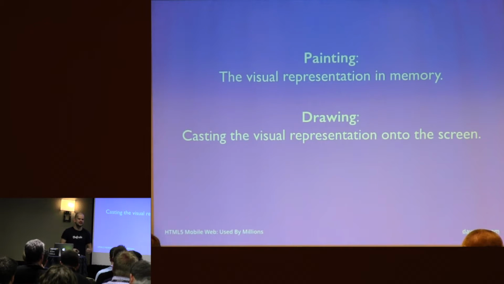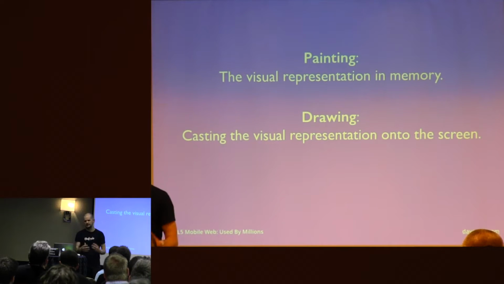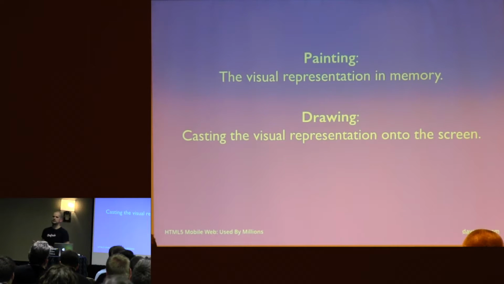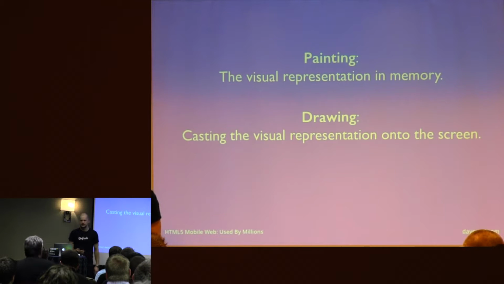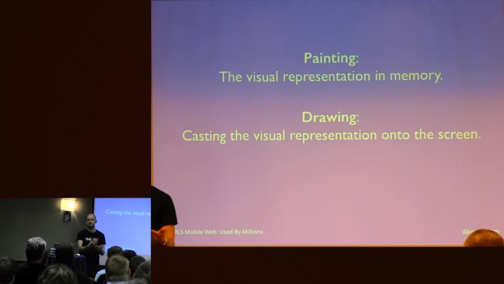We talk about this a lot, but it's very often miscued. The painting process is the more strenuous process on the CPU, which will actually create the visual representation. It'll create a bitmap of what that content is. So whether or not you're using a text shadow or a gradient, your CPU is creating that image, that bitmap. And the drawing is actually casting the representation onto the screen. So when you see it on your screen, that's the drawing process.